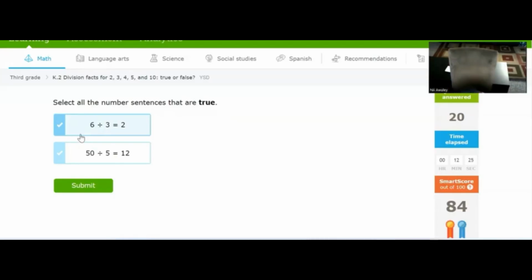6 divided by 3 is 2. 3 times 1. No, this answer is false. What is better?